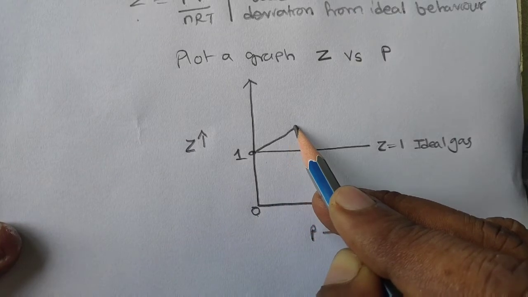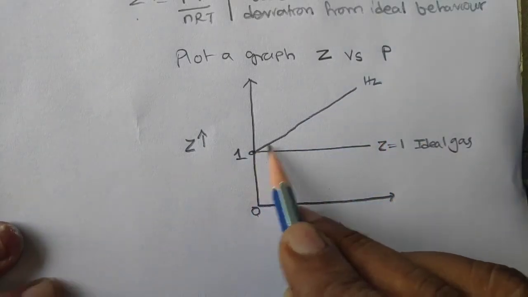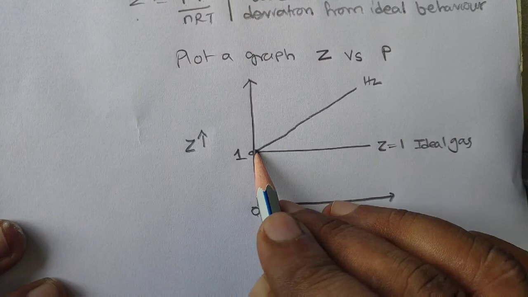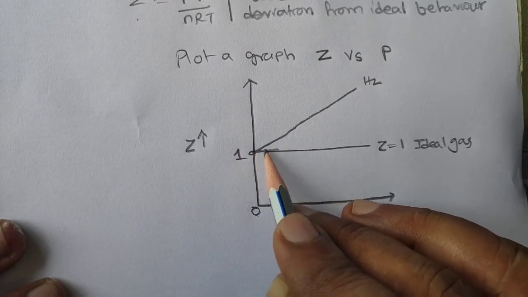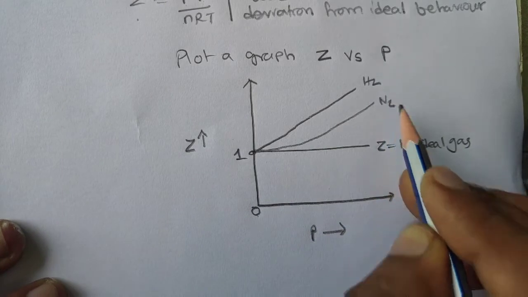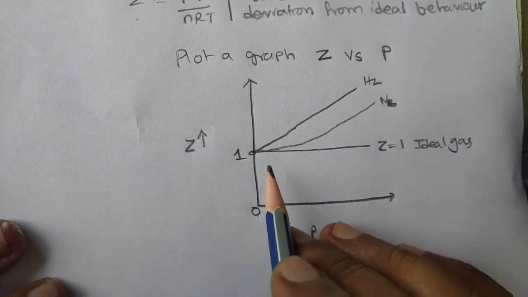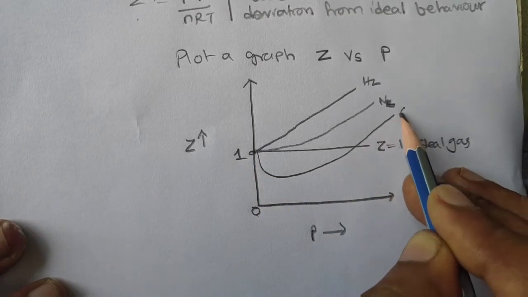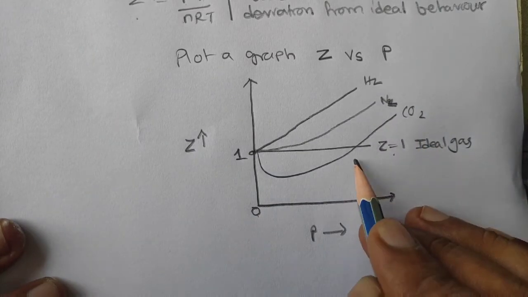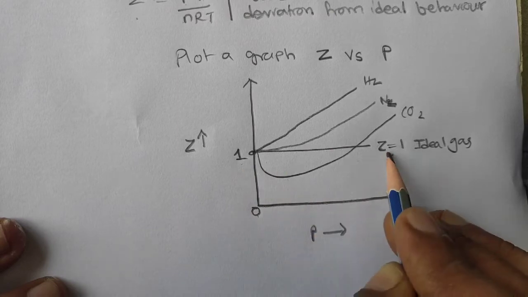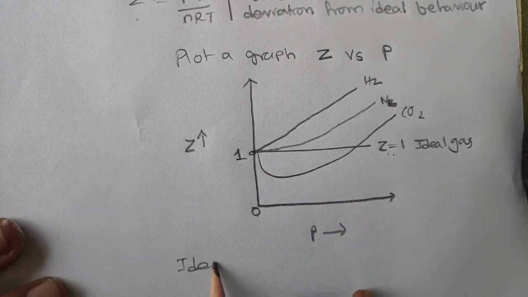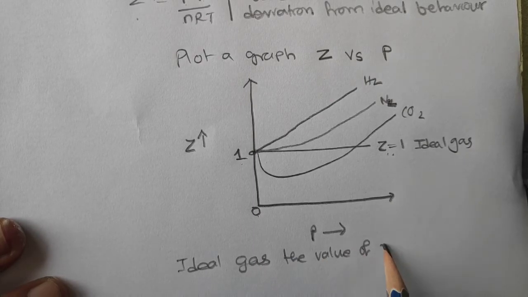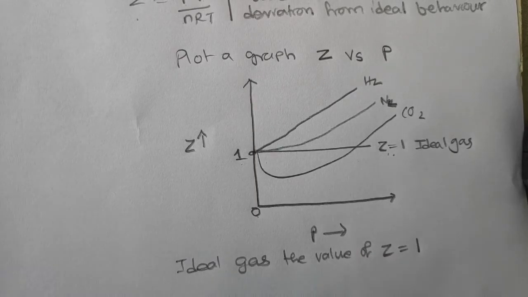Now suppose we talk about a few gases, like hydrogen. You can see it is above the value of the ideal gas. When we talk about nitrogen, first it will behave like an ideal gas, and then it will be above the ideal gas value. When we talk about CO2, its value will first be less than the ideal gas, and then it will increase. So this is the line for Z equal to 1, meaning for an ideal gas, the value of Z after calculation will be equal to 1.